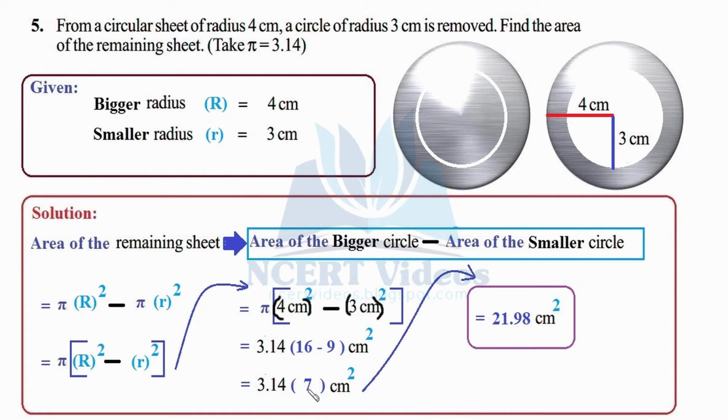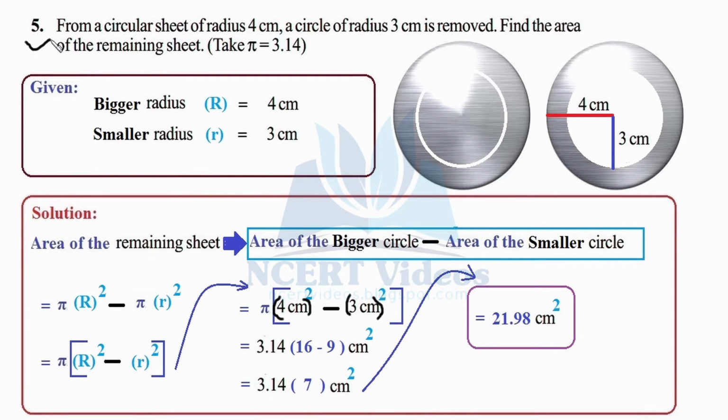Multiply it here itself. 7 times 4 is 28, therefore 8, 2 is carry. 7 times 1 is 7 plus 2 is 9. Decimal, 7 times 3 is 21. So 21.98. Never read it as twenty-one point ninety-eight, because the numbers to the right of a decimal are spelled individually. So 21.98 centimeters square is the required area of this remaining sheet.